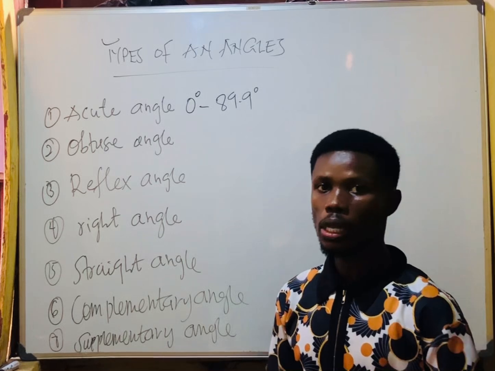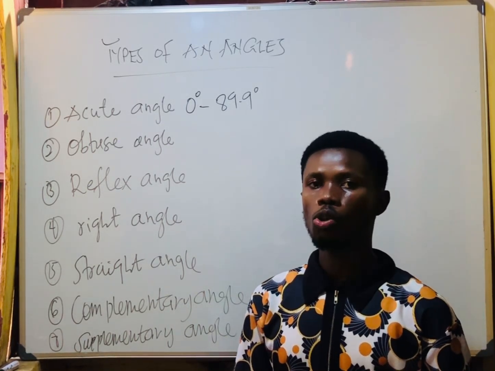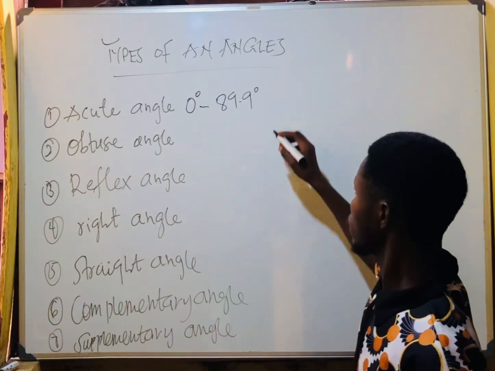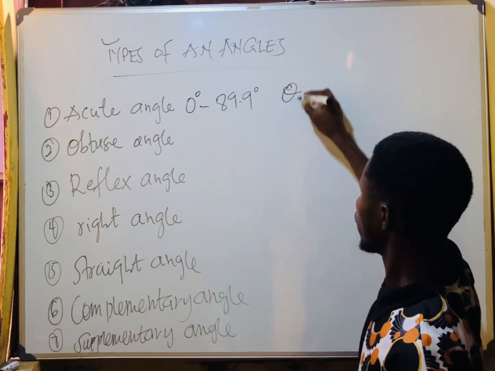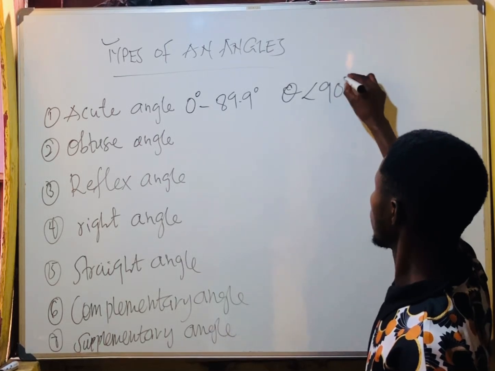An acute angle. Is that okay? So the measure of an acute angle is always less than 90 degrees. So we say that if theta is the angle, then it's always less than 90 degrees.